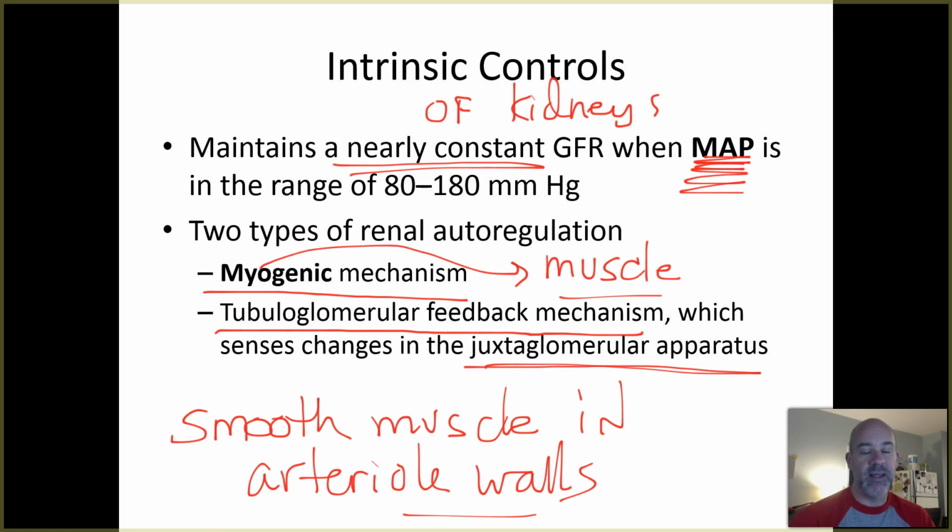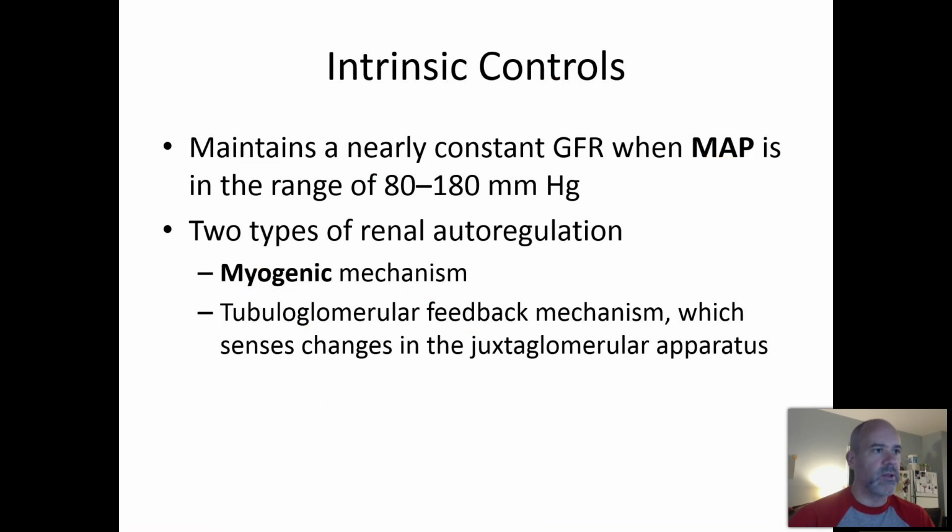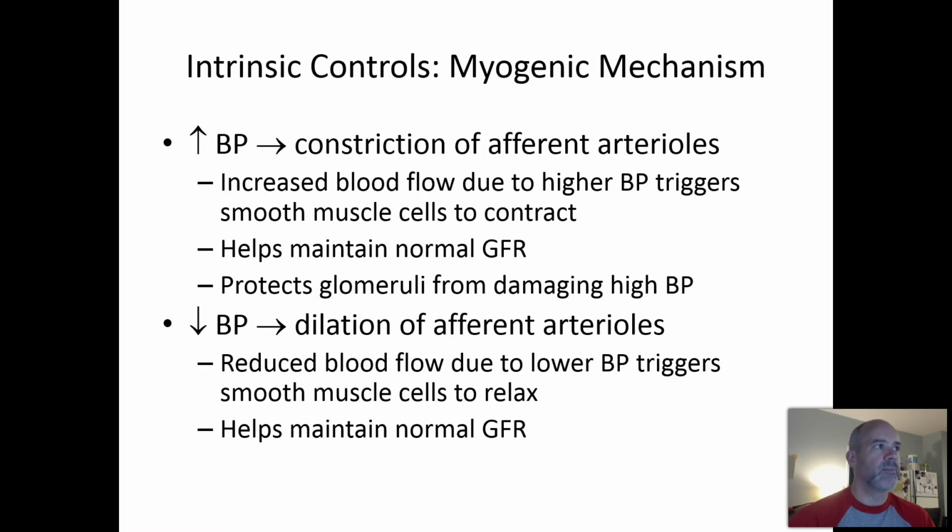Remember, juxta, when you see that prefix, it means next to. So this is that apparatus that's formed from part of the distal convoluted tubule, and it's very close to the glomerulus, and it also involves cells that are up against the walls of the afferent arteriole. So we'll see how all that works. Okay, so what's this myogenic mechanism?